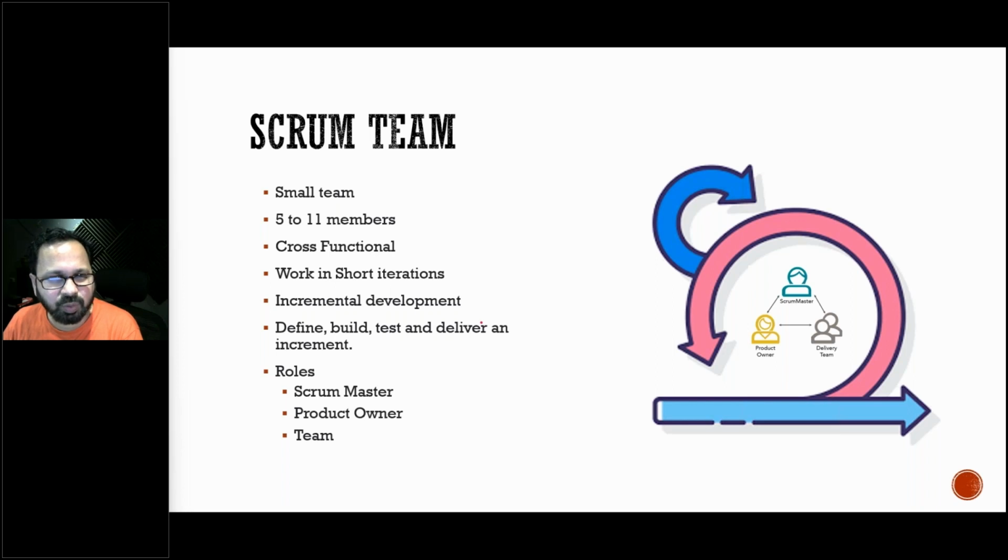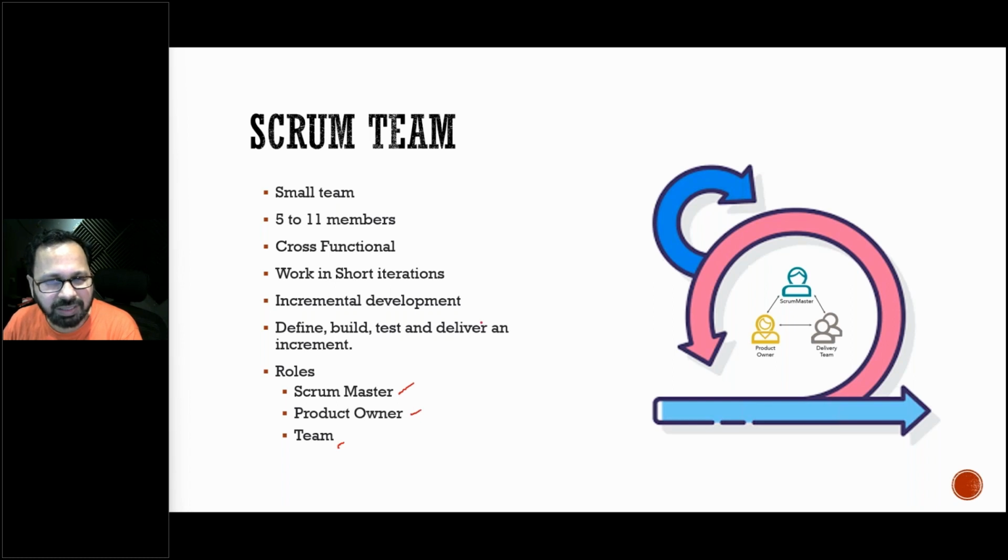So Scrum teams work on small iterations or short iterations. They do incremental development. They show a demo. They collaborate with the product owner or the customer. They get the feedback. Okay. And there are three roles in Scrum. One is the Scrum Master, one is the product owner, and the team.